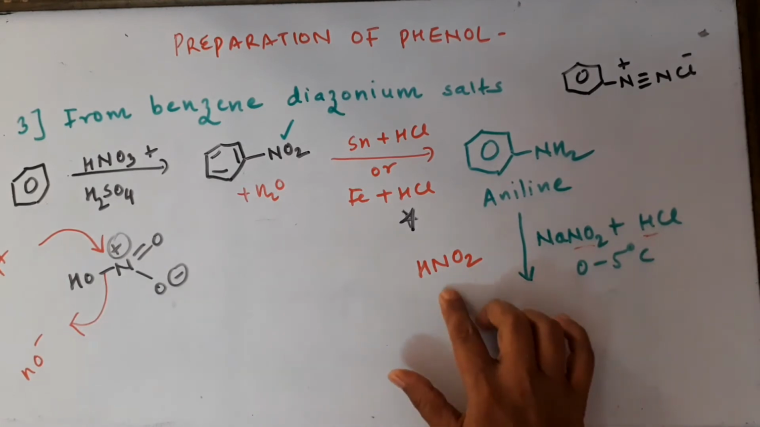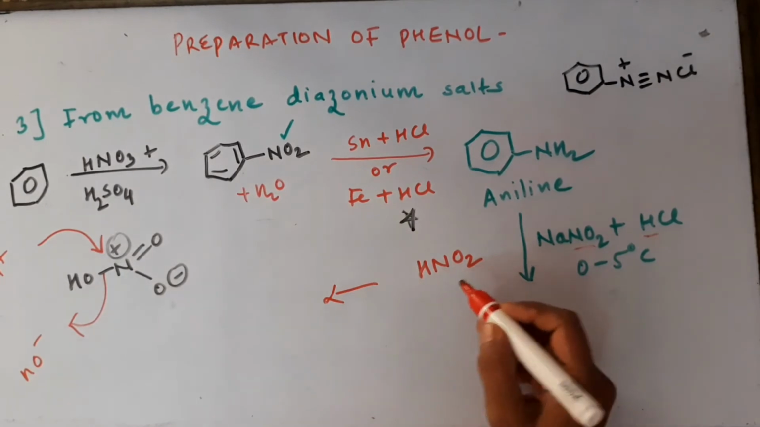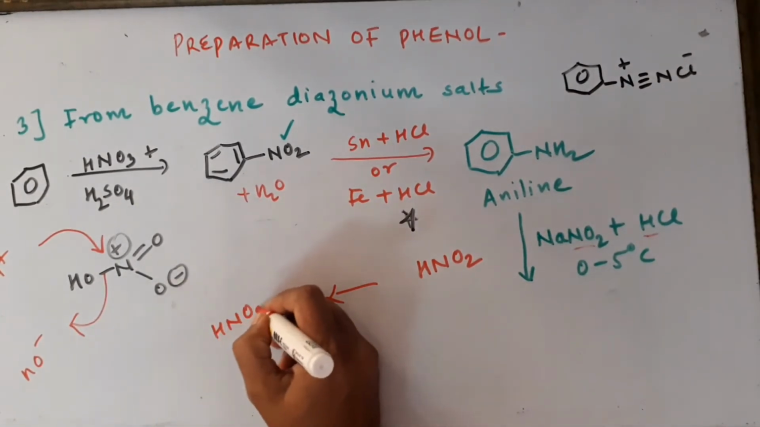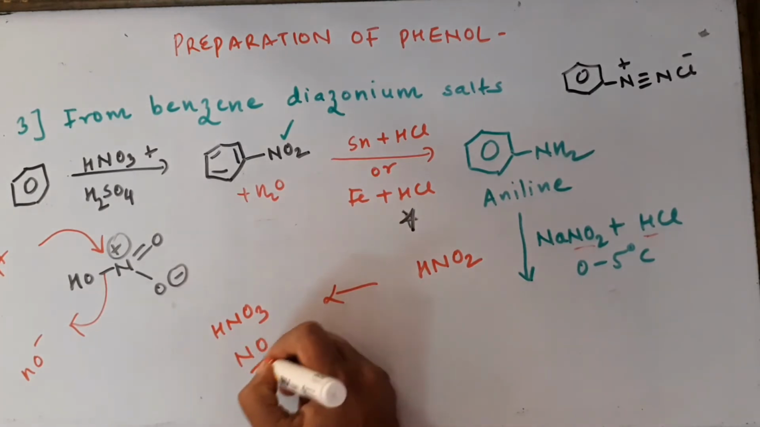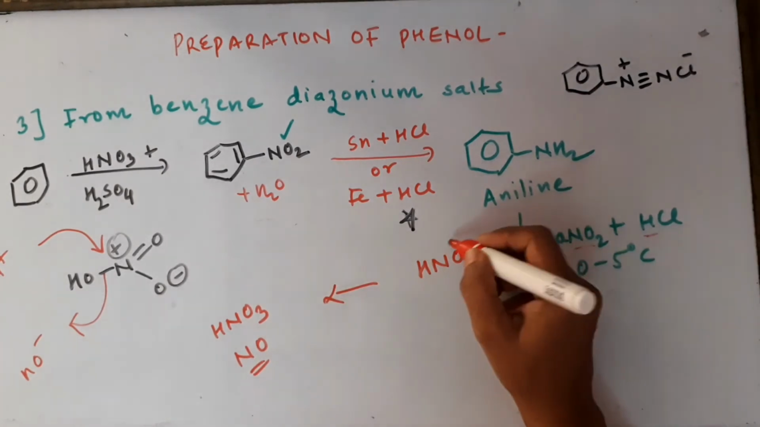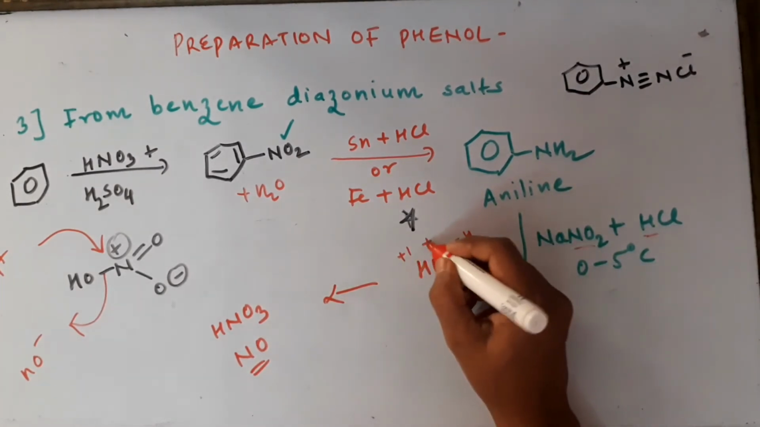And what happens to nitrous acid if you just leave it like that? You've already studied in the p block chapter, it disproportionates. It disproportionates to give you two compounds, nitric acid plus nitric oxide. These two compounds will be formed. And the oxidation state of nitrogen, if you try to see, is going to be plus 3 here.